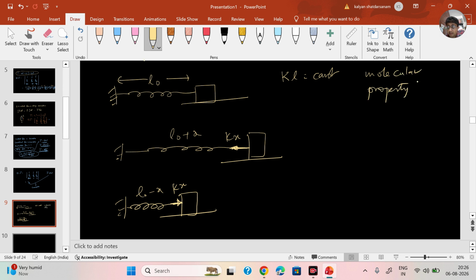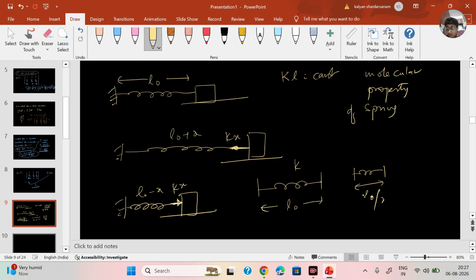There is a very important idea that spring constant into length of the spring is constant. So if I take a spring of spring constant K and length L naught, suppose I cut it into two springs where each spring has length L naught by 2. Then what happens to the spring constant or force constant? It will become 2K, because spring constant times the length of the spring should be constant. So if you cut the spring and reduce the length, suppose you halved the length, spring constant doubles. Suppose you made the length 1/3, spring constant becomes 3K.